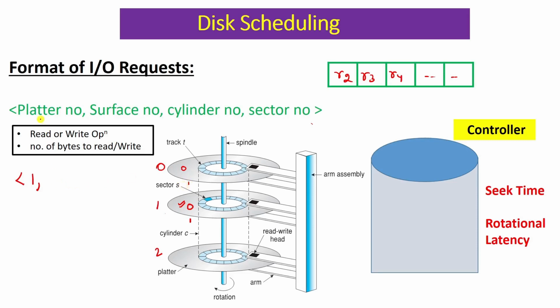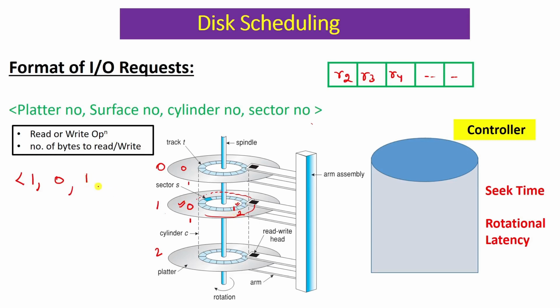Okay, so surface number is 0. So platter number 1, surface number 0, and let's say the data has to be read from, let's say, there is another track. This is the other track. So the outer track is, let's say, the second track, and this is the first track. So we want to read data from this first track.